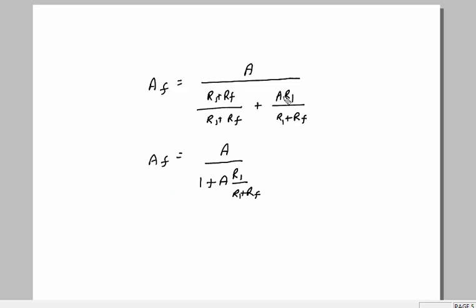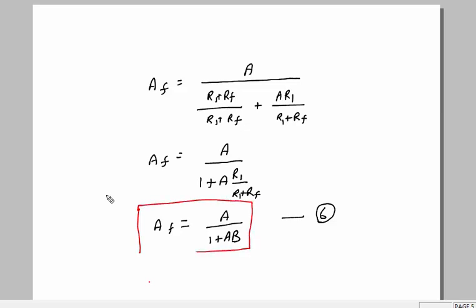Okay, so it means AF is A upon 1 plus AB. Let's call it equation number 6, and again I am very much sure you are familiar with this equation. AF, so gain with feedback, equals A, which is the gain without feedback, divided by 1 plus AB. Where AF is the closed loop voltage gain, A is the open loop voltage gain, B is the gain of the feedback circuit, and AB is the loop gain of the loop.